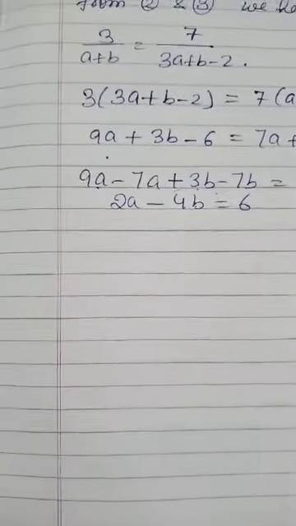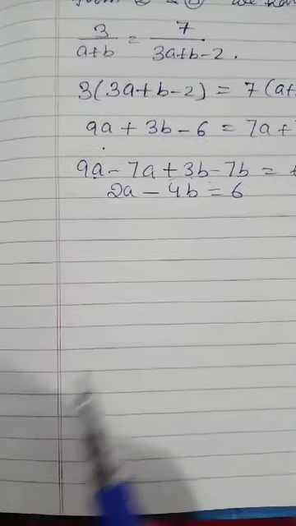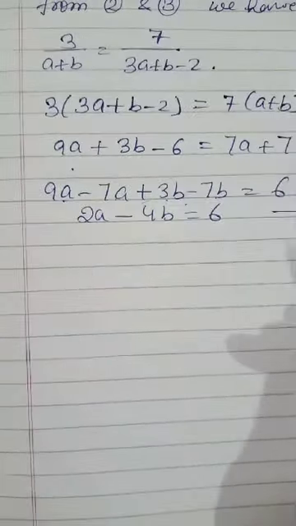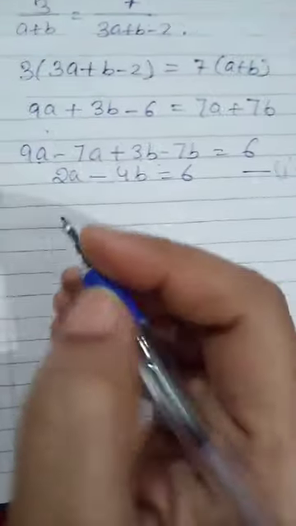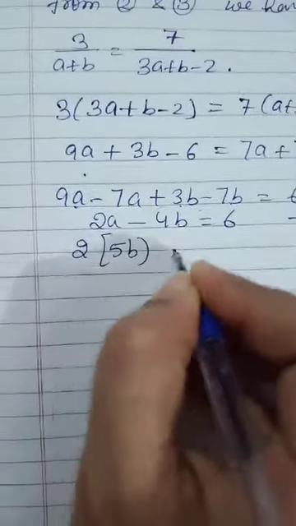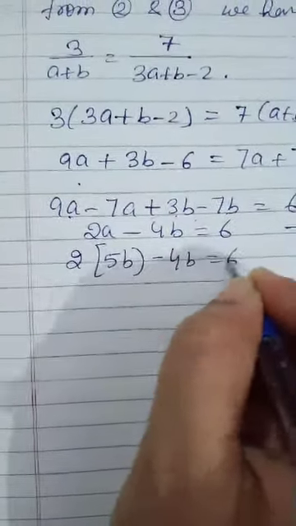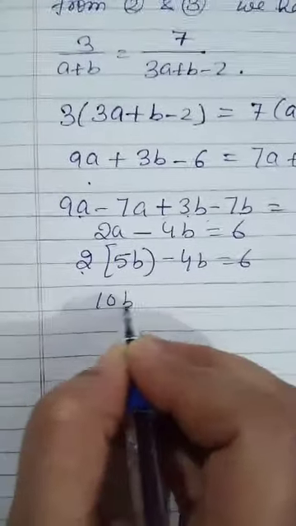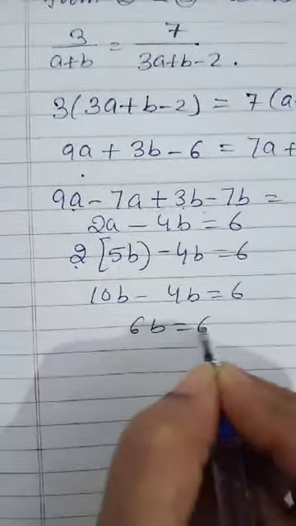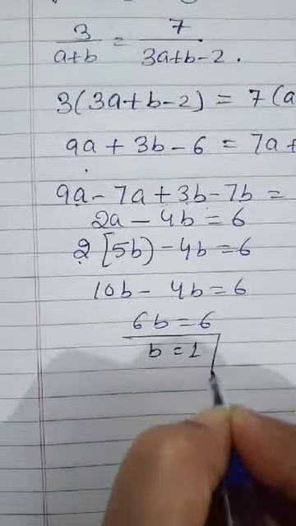अब now from third put the value of a in fourth equation. This is our fourth equation. In place of a I am writing 5b, minus 4b is equal to 6. 10b minus 4b is equal to 6. 6b is equal to 6, so b is equal to 1.